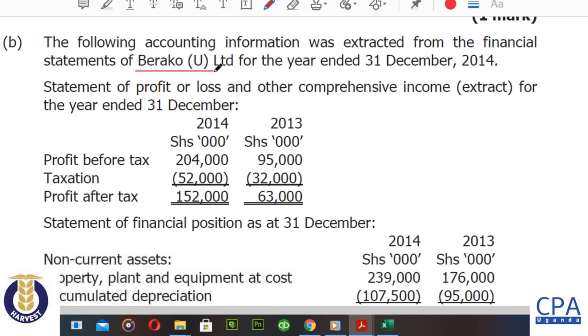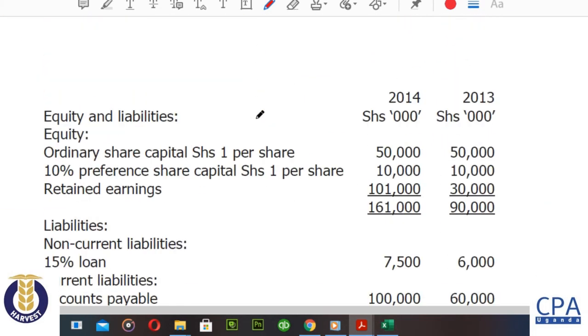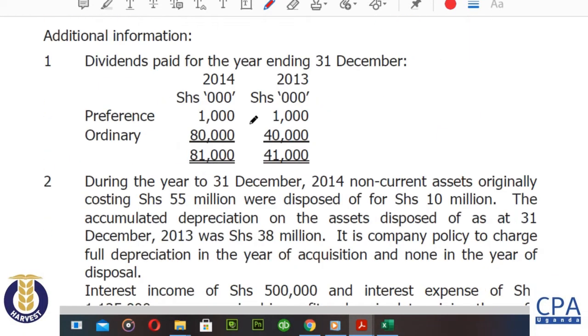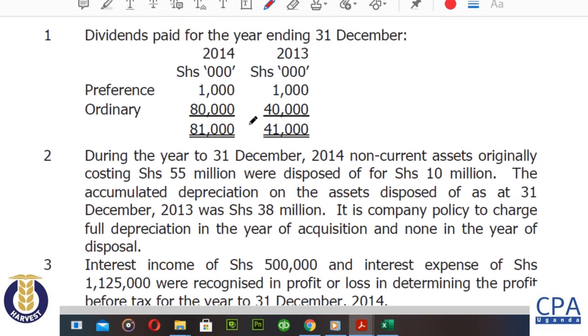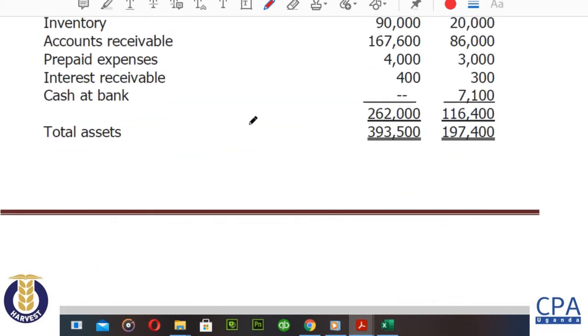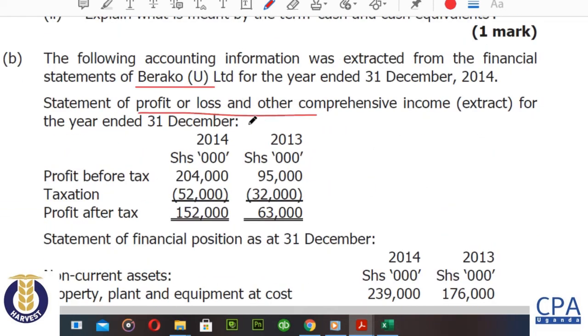So this is BERAKO Uganda Limited, and we are given information regarding the statement of profit or loss and other comprehensive income, and also the statement of financial position. We are going to make use of information in the statement of profit or loss and the statement of financial position to look at the cash flow statement of our enterprise. But of course, I should also mention that the additional information is very important in helping us arrive at the right solution to this question.